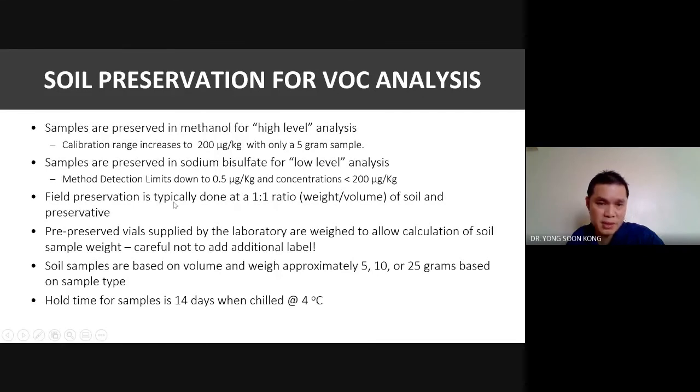Okay, field preservation is typically done at a 1:1 ratio, weight to volume of soil and preservative. Not much soil sample is used here. Pre-preserved vials supplied by the laboratory are weighed to allow calculation of soil sample weight. Be careful not to add additional labels. Now, in this case, if you happen to go and collect soil samples for VOC, you will need to prepare those vials. You need to clean them thoroughly, ensure there's no VOC inside, and only then go and sample.